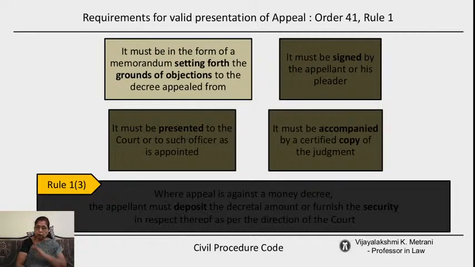First of all the grounds of objections to the decree which has been appealed from.